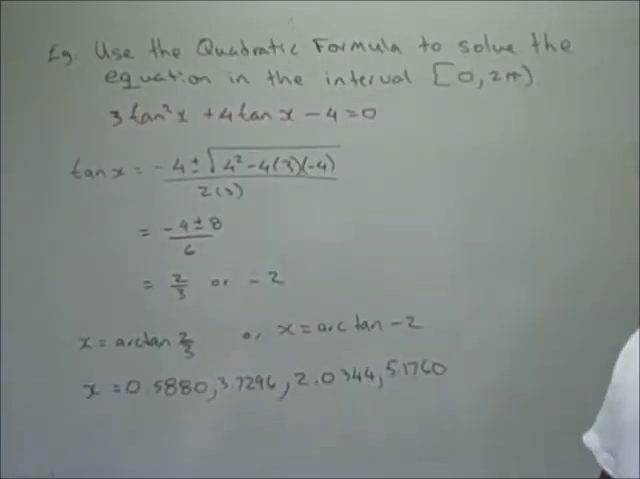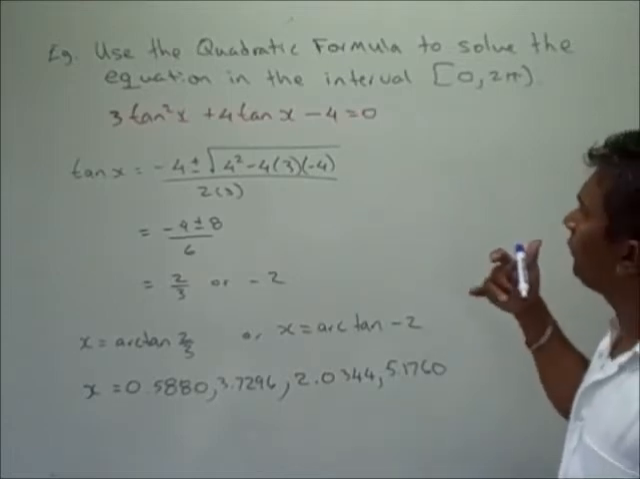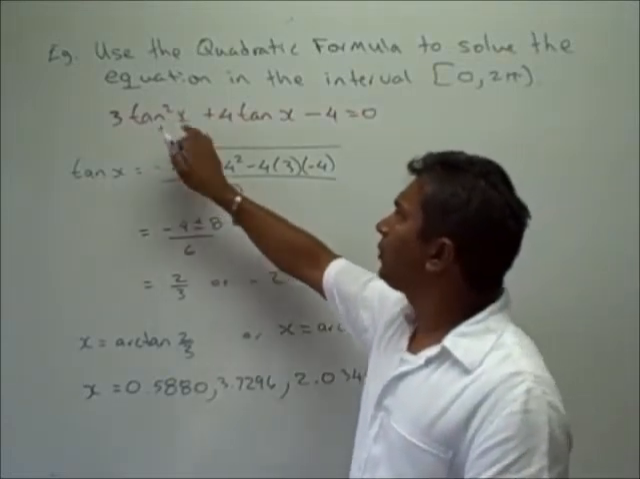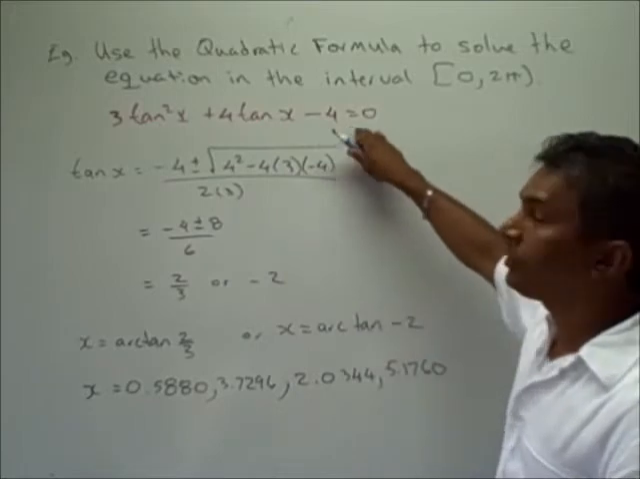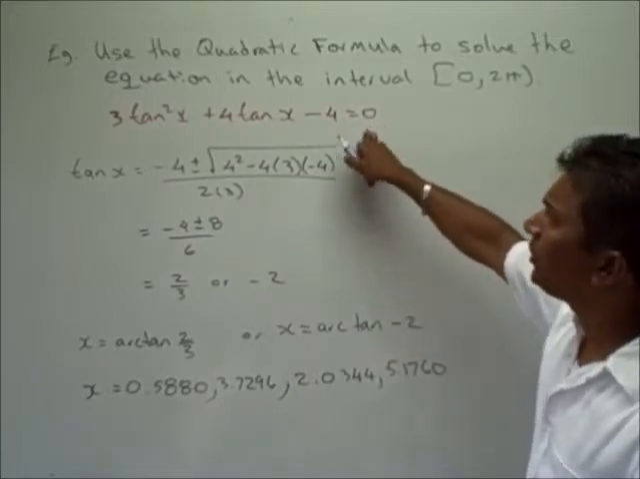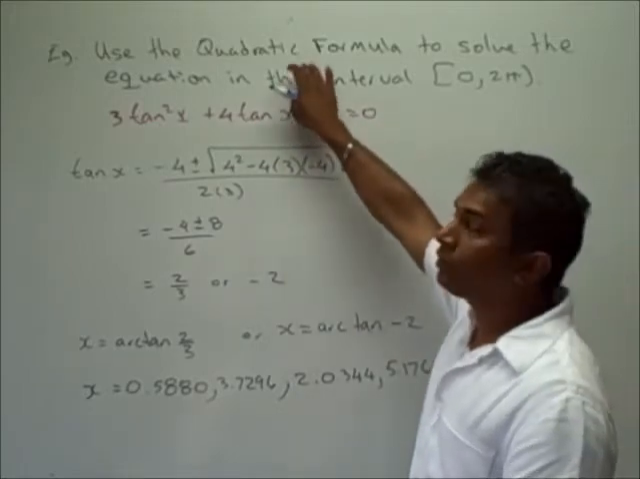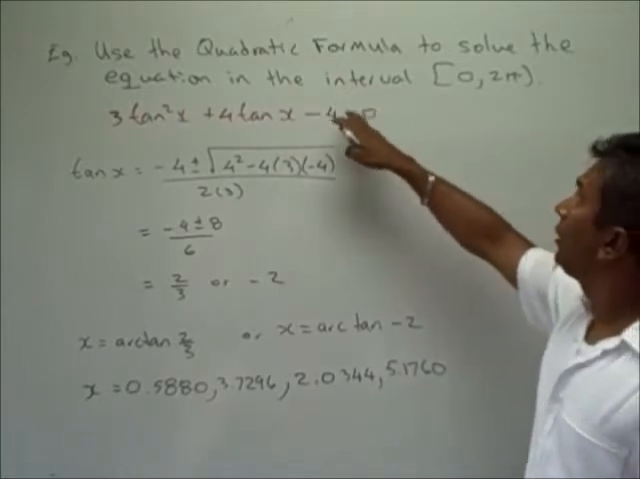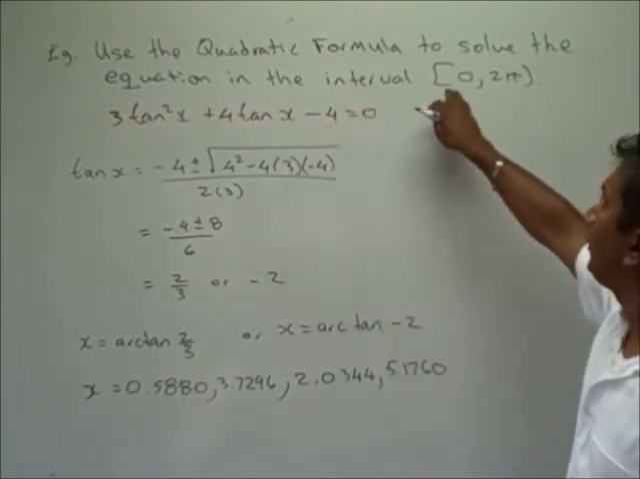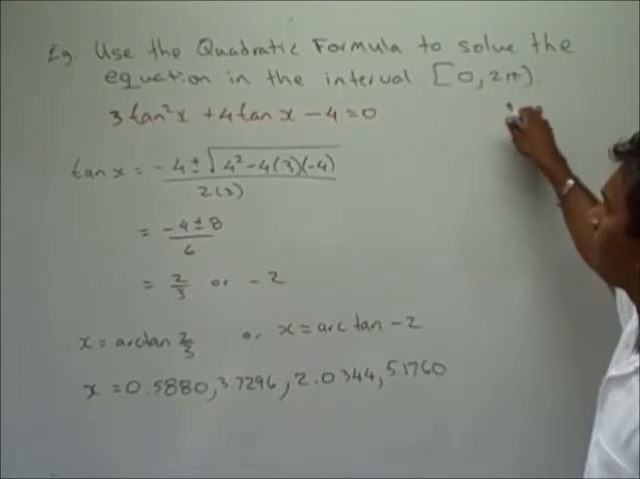Here's another example of a trigonometric equation which we're going to solve. We're given 3 tan squared x plus 4 tan x minus 4 is equal to 0. And we're asked to solve this using the quadratic formula. And our solutions are on the interval of 0 to 2 pi.